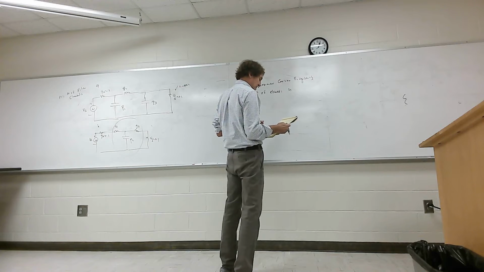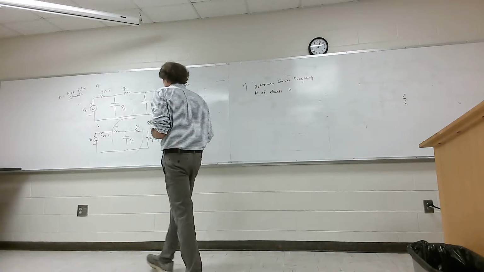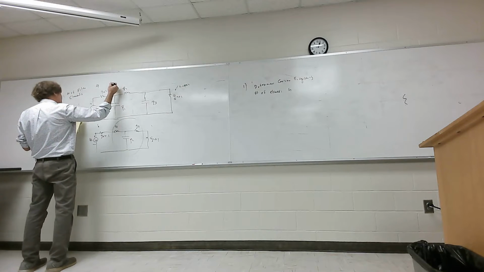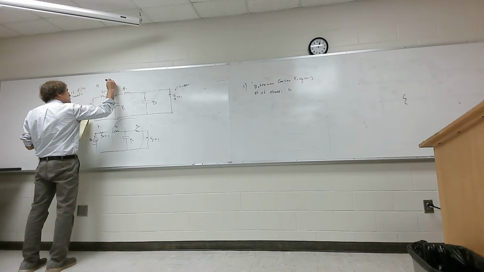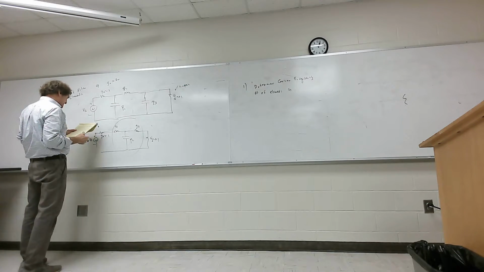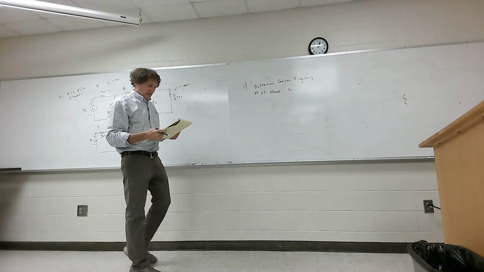So if you're in this design, there's going to be some G naught equals Z naught, which is the characteristic impedance. If it's this design, G naught is going to be the characteristic admittance.